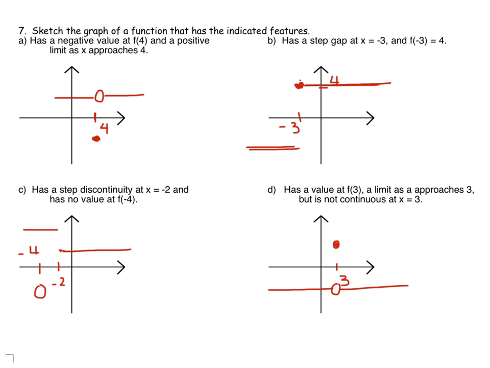Last one, it's discontinuous and has a value of 3. So again, I used a solid circle to represent the value of f of 3, and the limit as x approaches 3 is a negative value. So that's a suggestion. Your graph doesn't have to match exactly like mine.